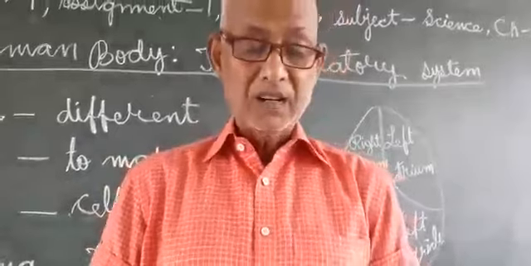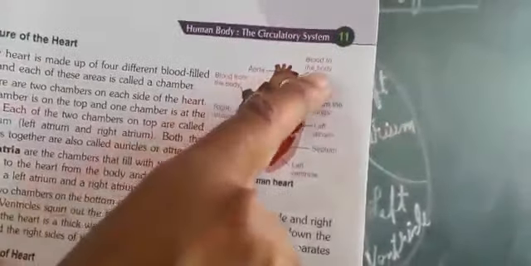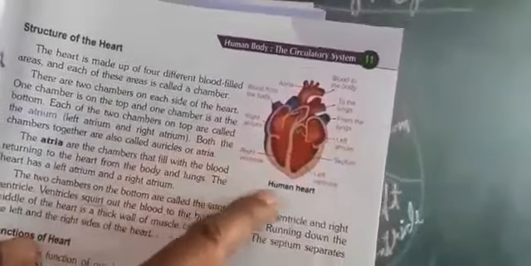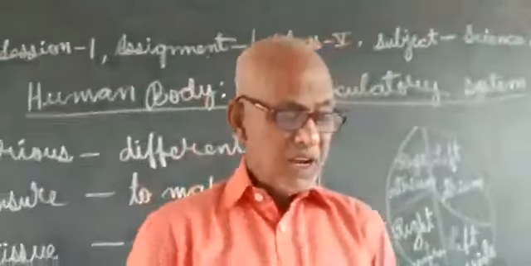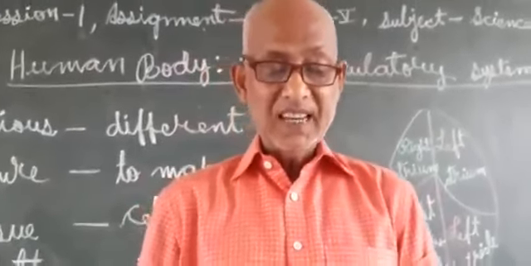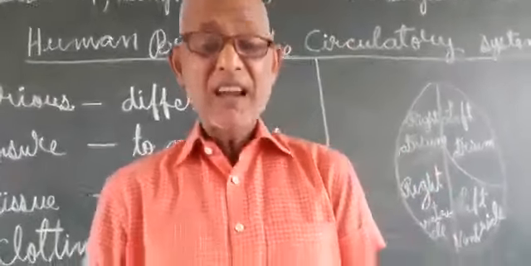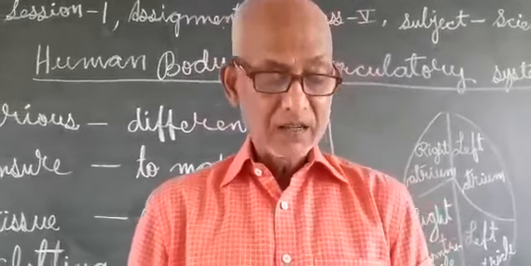A structure of the heart, you can see the diagrams here. Blood from the body, aorta, blood to the body, right atrium, right ventricle, left ventricle. This is a human heart. The heart is made up of 4 different blood filled areas, and each of these areas is called a chamber. There are 2 chambers on each side of the heart. One chamber is on the top and one chamber is at the bottom.